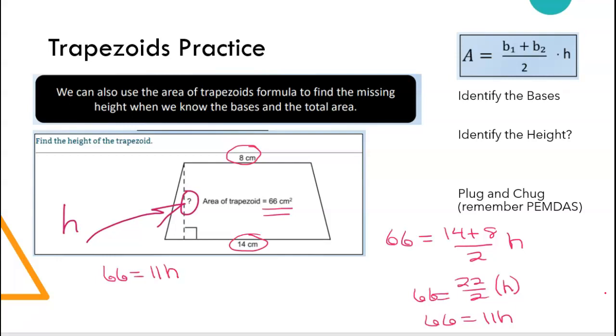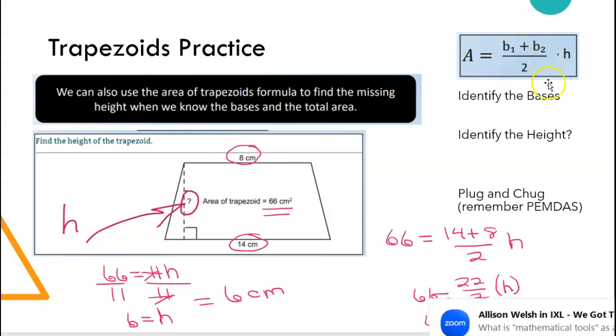So what times 11 do you get 66 for? Well, I don't know. But I'm going to undo my multiplication with division. And I'm going to divide both sides by what is in front of our variable. Because that makes that go away. And H is all by himself. 66 divided by 11 is 6. Looky there, we found out that the height is 6 centimeters. So no matter what you're given in these problems, you can just plug it into the formula and find what else is there.